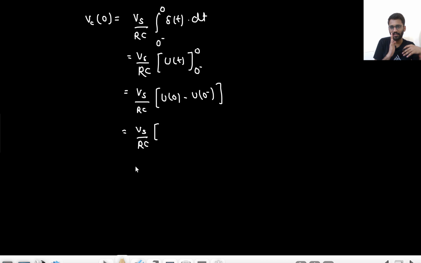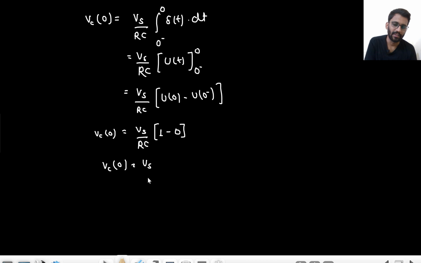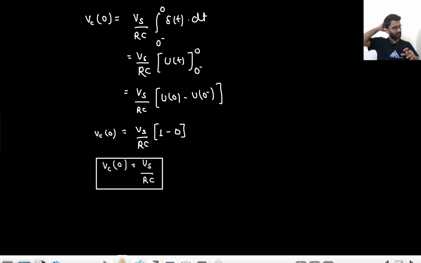At t equals 0 minus, Vc is 0, but at t equals 0 plus it will be different. So you can take it as 1 for now and this as 0, because u of 0 minus is 0, right? This is Vc(0). What is Vc(0)? That is Vs by Rc. Because of the impulse current, it develops some voltage, that is Vs by Rc. We have applied an impulse, Vs by R delta t current is flowing. That means it has developed Vs by Rc.